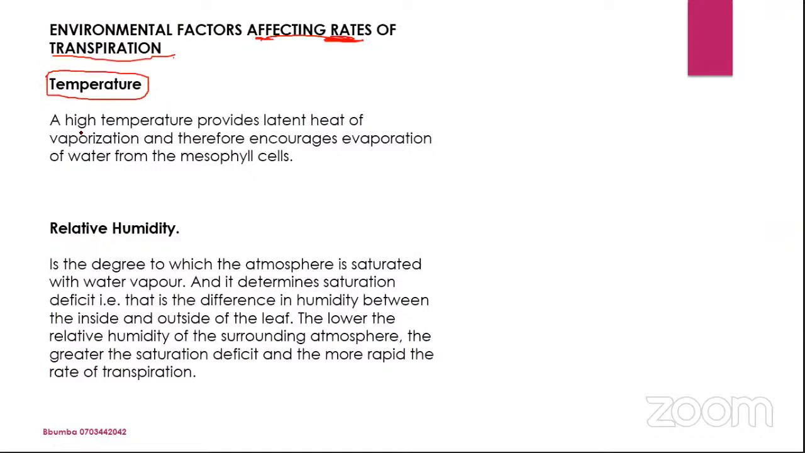So the first one is temperature. I've already told you that we are going to be expounding more. Now, a high temperature provides latent heat of vaporization and therefore encourages evaporation of water from the mesophyll cells. Okay.